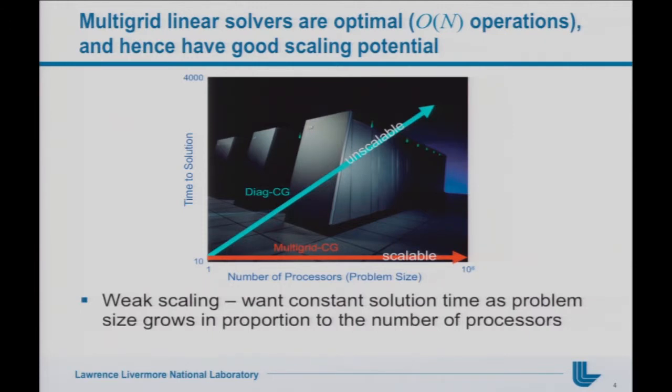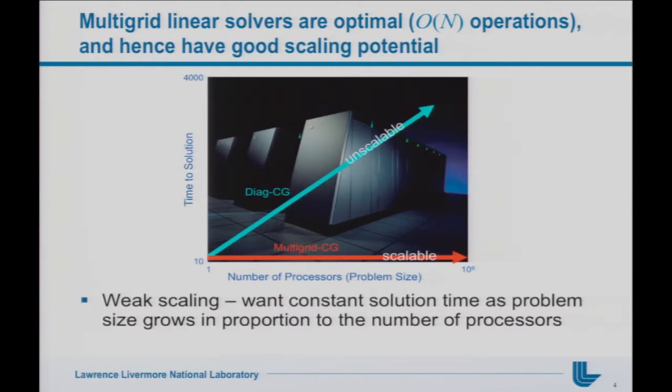OK, so some motivation first. Why multigrid? So multigrid methods, if you don't know, are called optimal methods. So if you have n unknowns you're solving for, they take order n computations to solve for them. And that gives them the potential to have really good scaling properties.